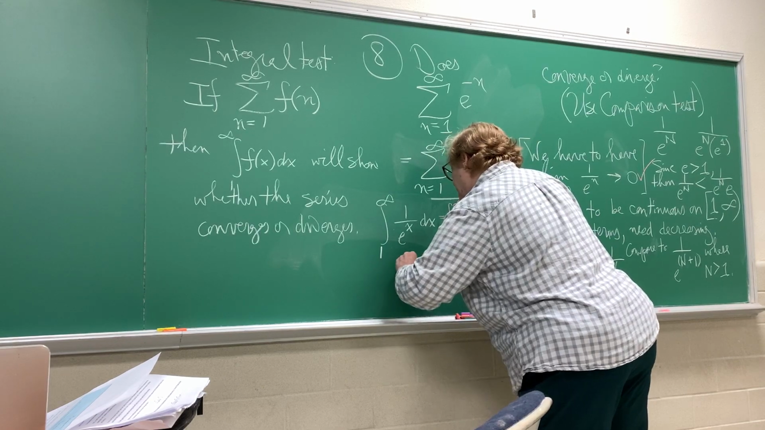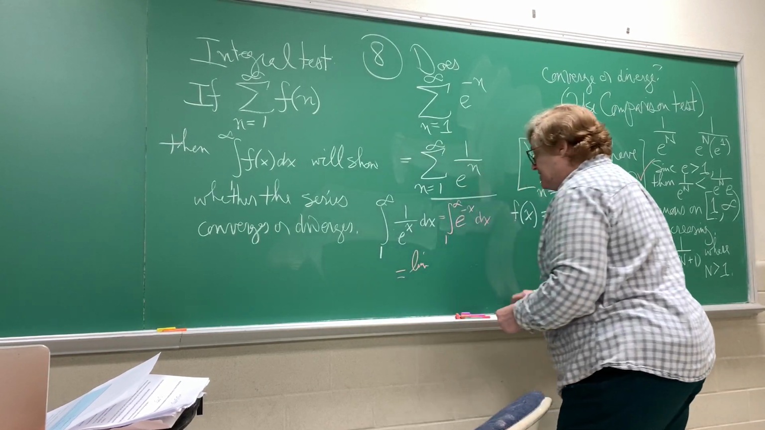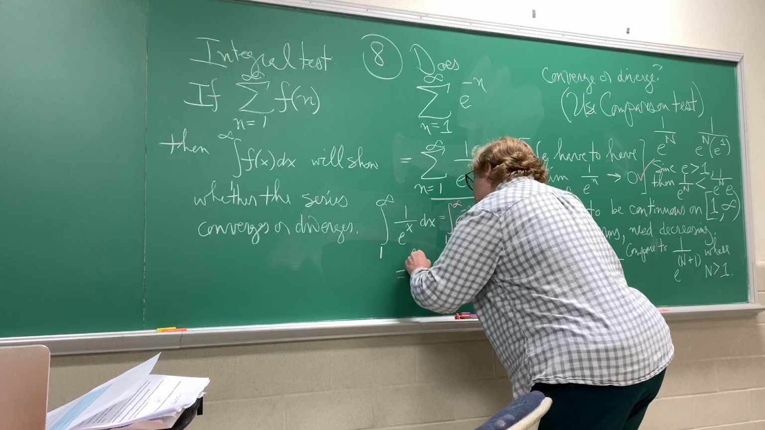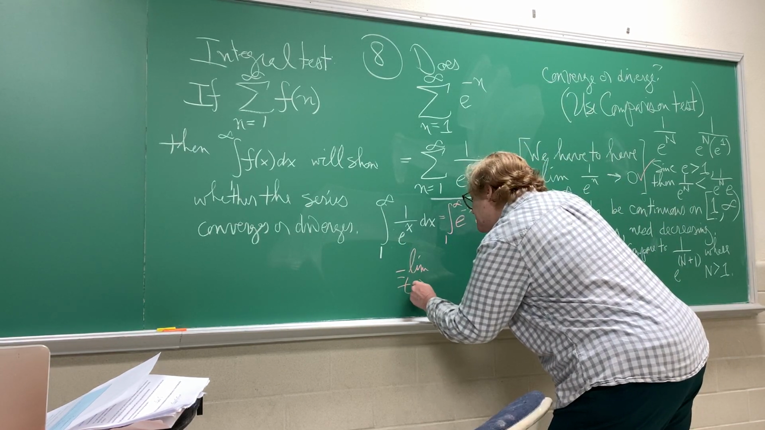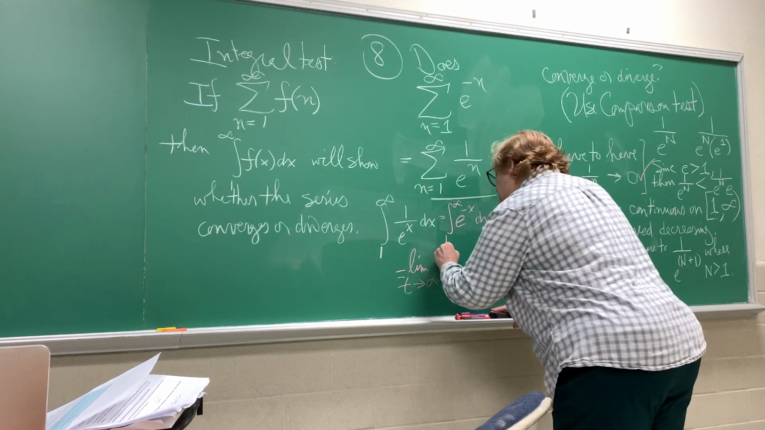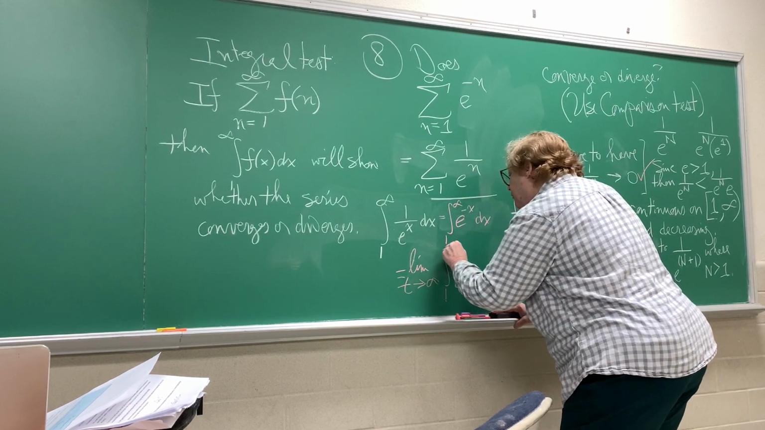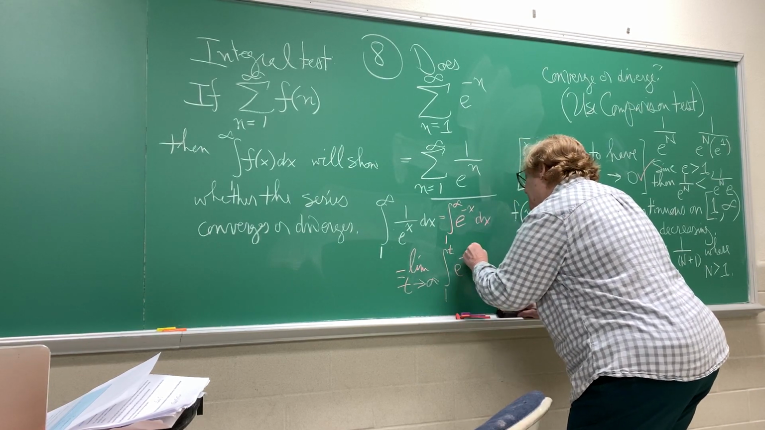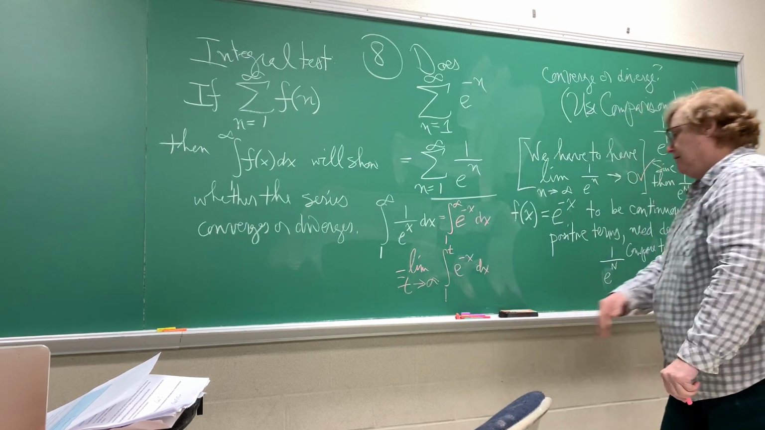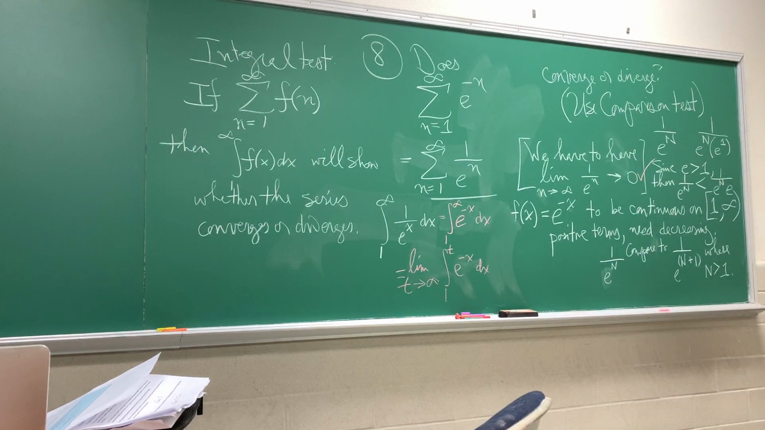So we're going to start by writing this as the limit. And let's just use t, because why not? The limit as t goes to infinity of the integral from 1 to t of e to the negative x dx. And there's one other little thing that we want to do. And what is that? dx. And then we take the limit.